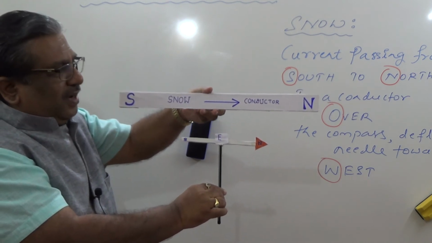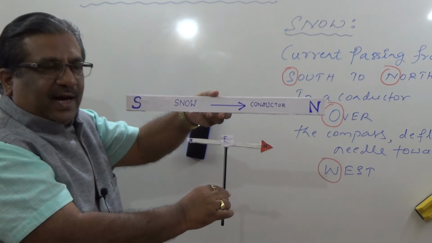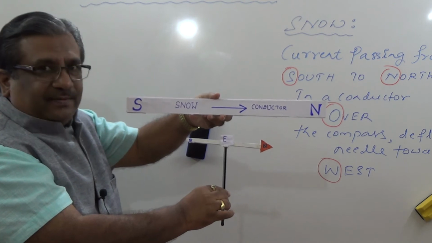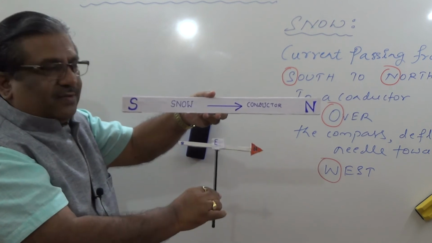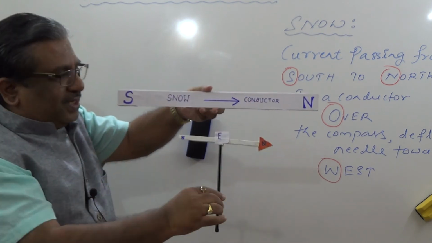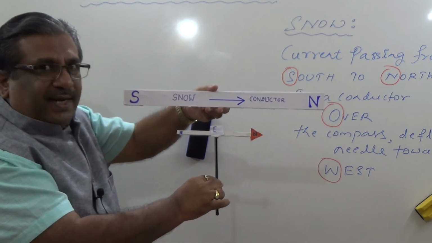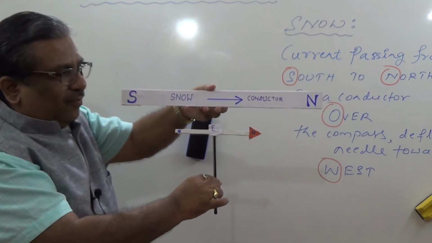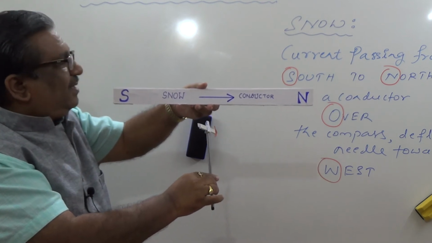Let the end terminals be connected to the battery. Let me switch on. I have connected the battery terminals such that the current in the conductor flows from south to north. The moment I switch on, the conductor behaves like a magnet. It produces a magnetic field, and this compass, which is kept in the vicinity of the wire below, experiences a force and, according to the Snow rule, deflects towards the west like this, because east is towards you and west is towards the board.